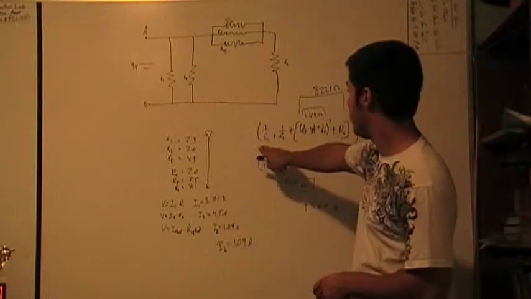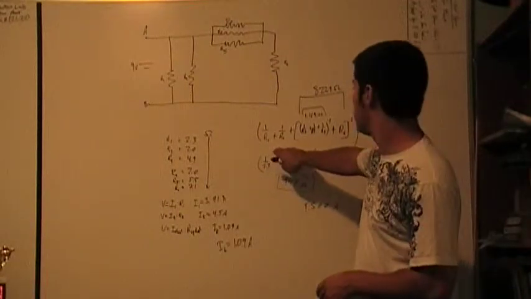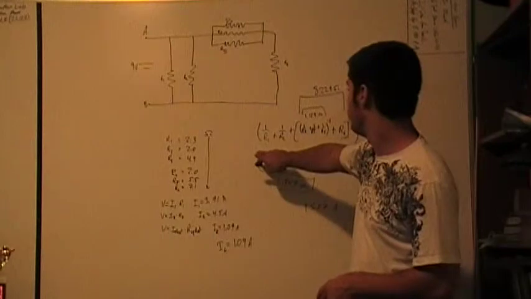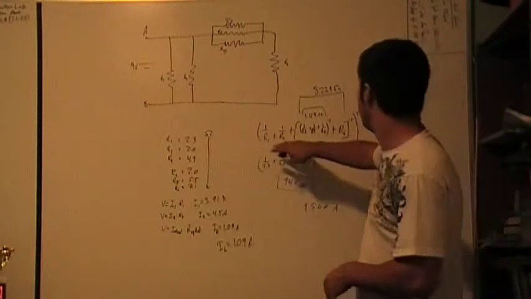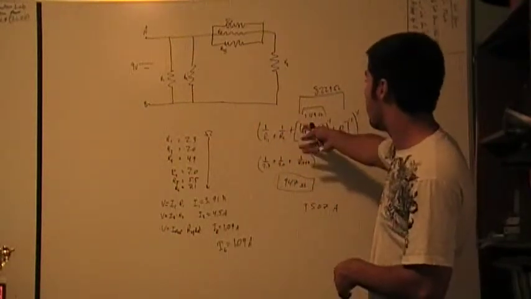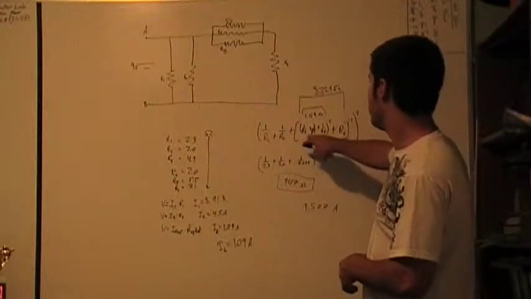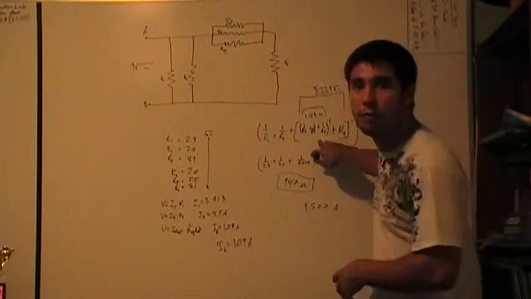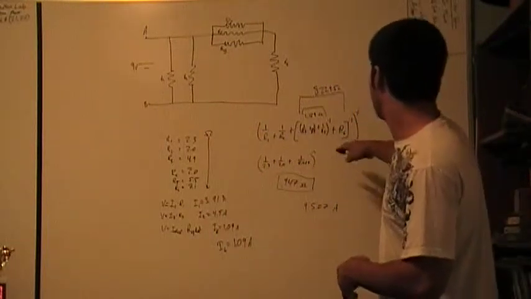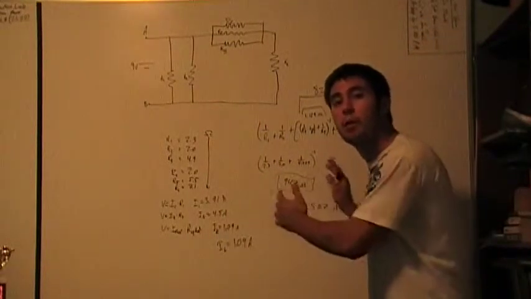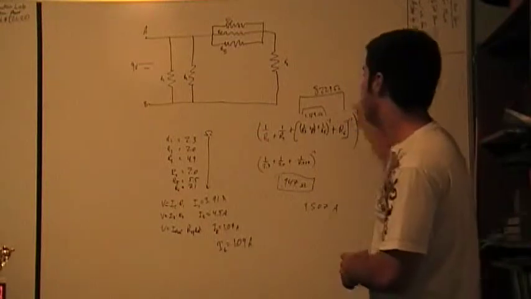Now we have our 1 over R1 plus 1 over R2, plus our quantity of 1 over R3 plus 1 over R4 plus 1 over R5. Now that's raised to the inverse. Plus 1 over R6. Now that quantity is raised to the inverse. Then the inverse of the entire thing.